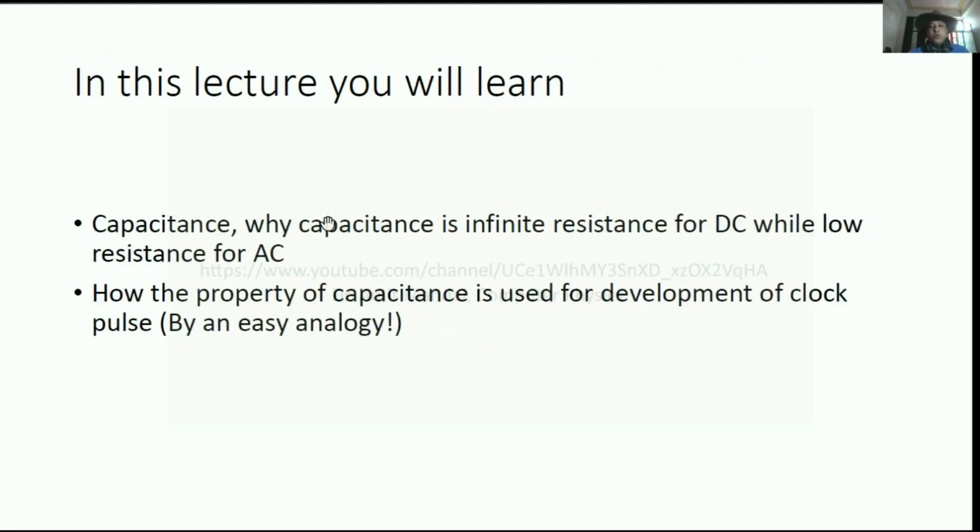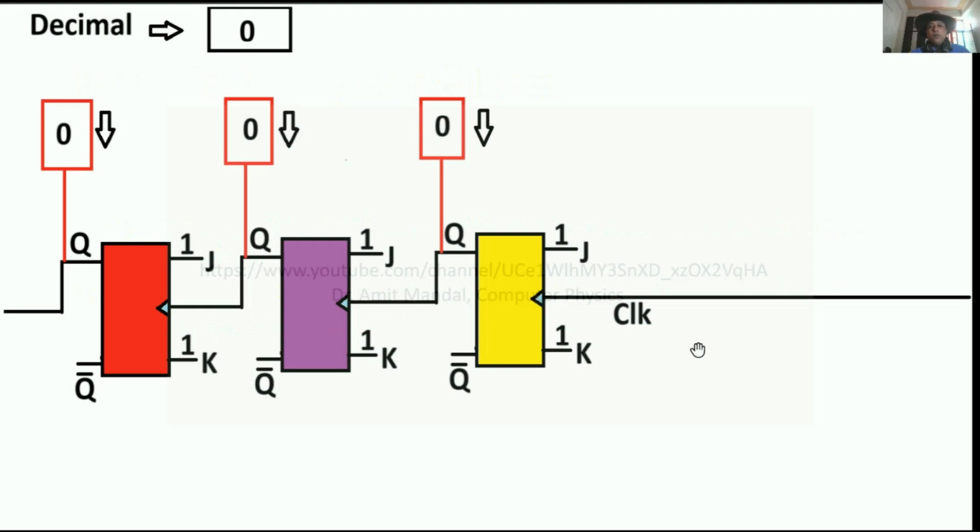Okay, so we are going to learn how that clock signal is generated. And we will also learn why a capacitor is infinite resistance for direct current while low resistance for alternating current. And by an easy analogy, we are going to learn this. You will easily learn how a clock pulse is generated. Now, you know what a clock pulse is.